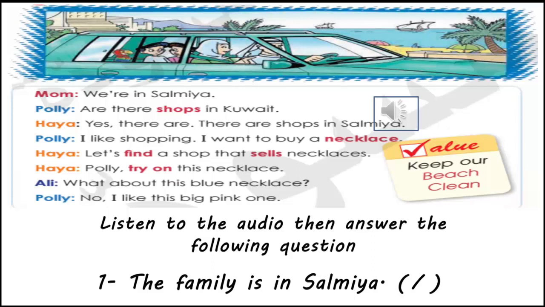Grade 3, Unit 1, All About Kuwait, page 20, Listen and Discuss. We're in Salmiya. Are there shops in Kuwait? Yes, there are. There are shops in Salmiya. I like shopping. I want to buy a necklace. Let's find a shop that sells necklaces. Polly, try on this necklace. What about this blue necklace? No, I like this big pink one.